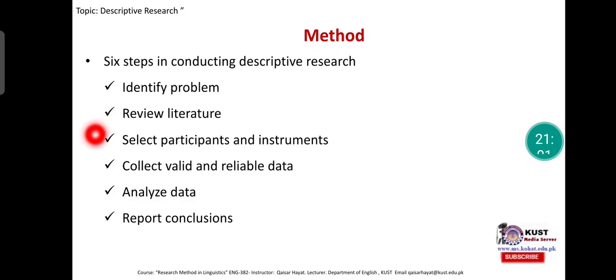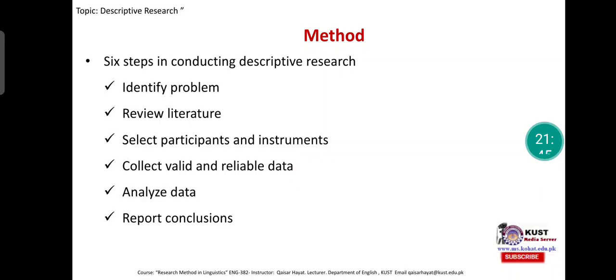After you have selected your instrument, for example, you can select a questionnaire as an instrument, interview as an instrument, observation as an instrument. You can utilize this instrument and collect the data. Next, collect valid and reliable data. Yes, valid and reliable data is very important. You should not take fake data. Valid means that it should be actually taken, truthful, and reliable means that the sources through which you have acquired your data should be reliable in nature.